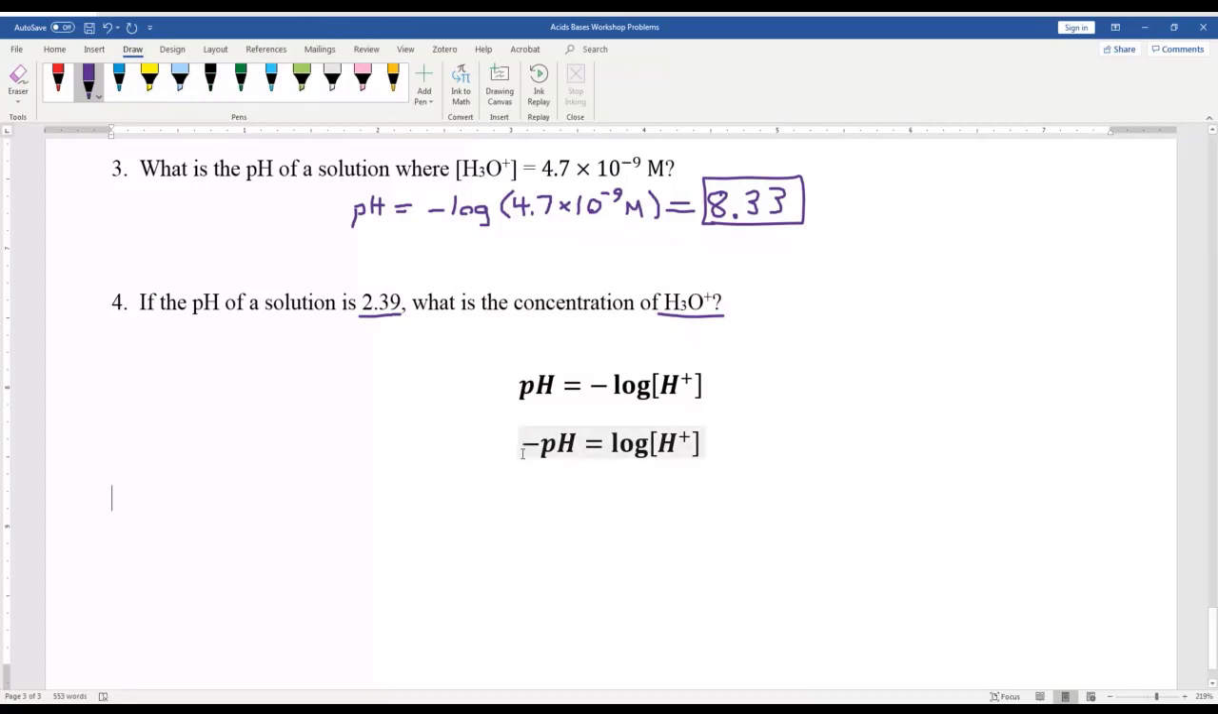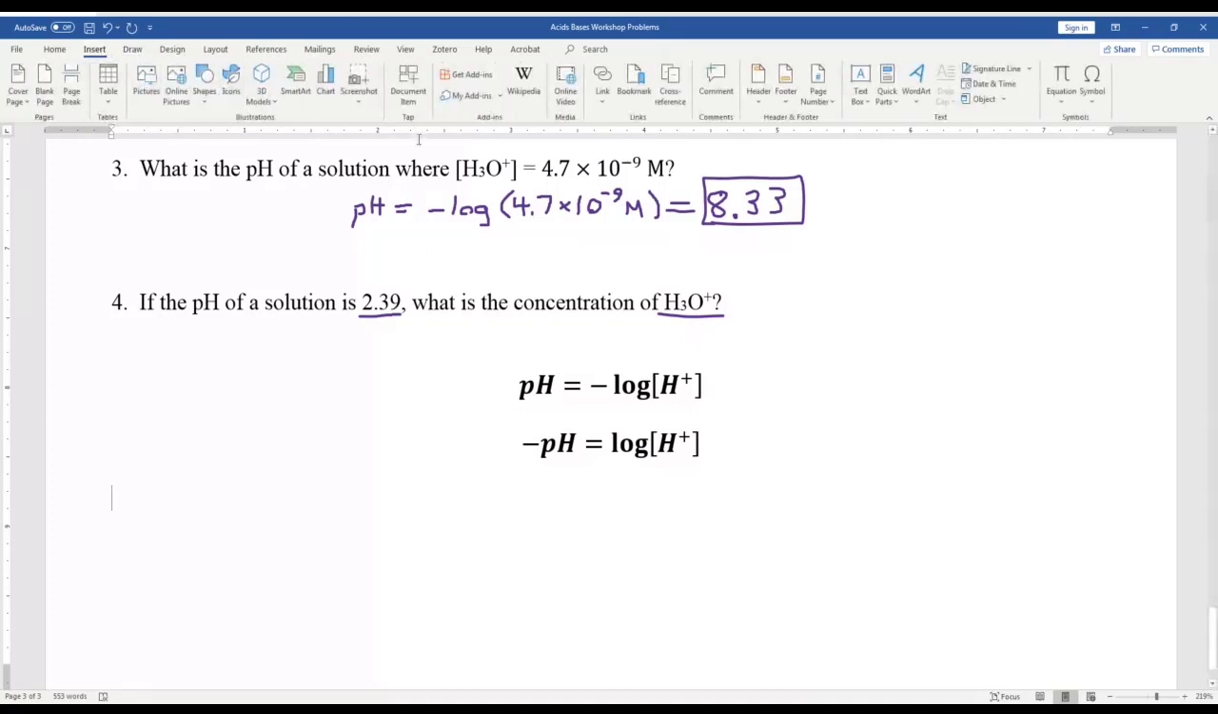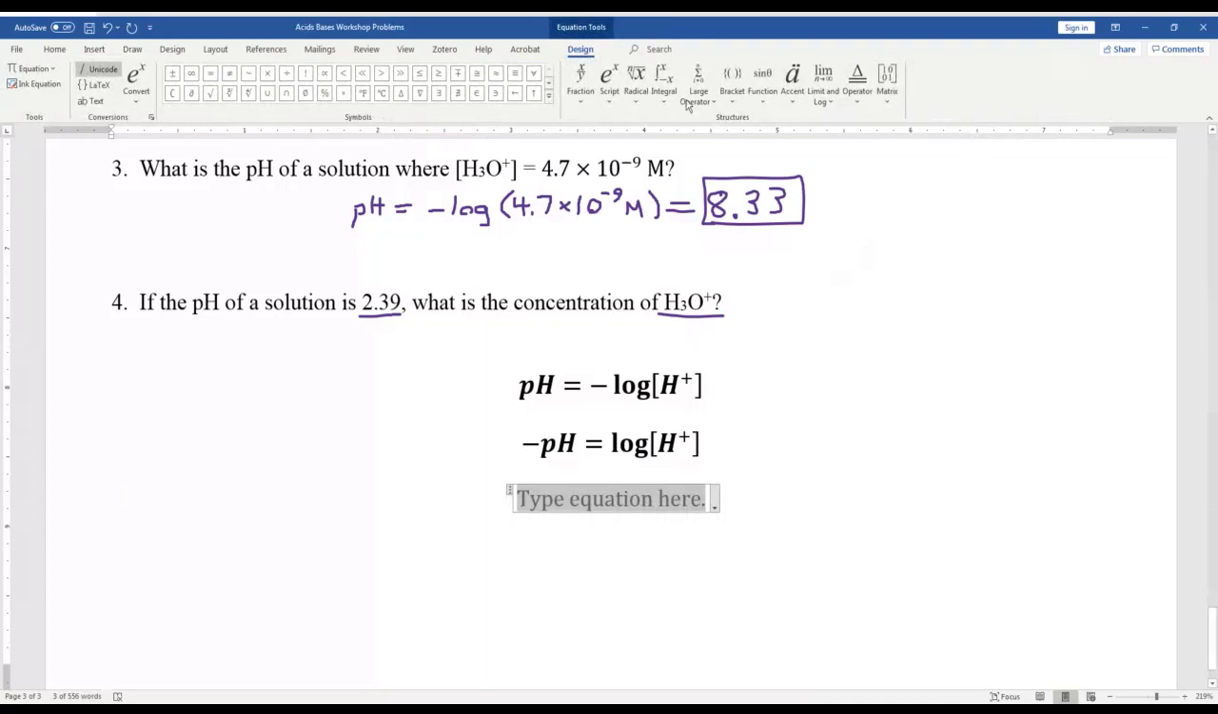10 to the power of negative pH is equal to 10 to the power of the log of H plus.